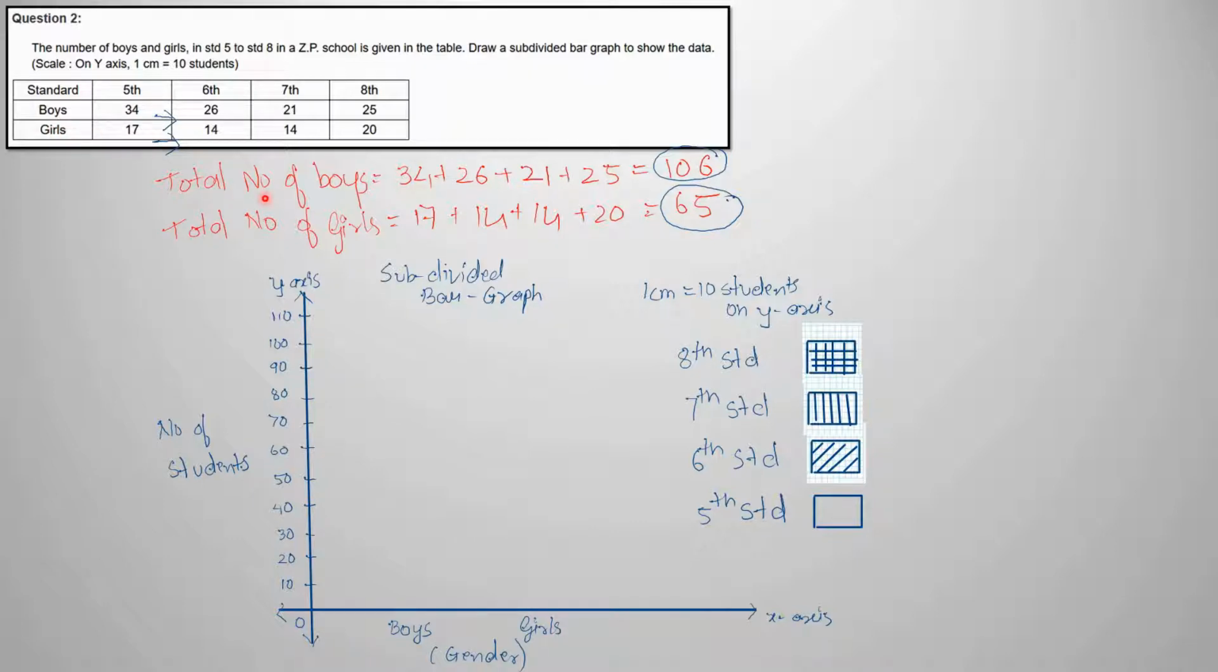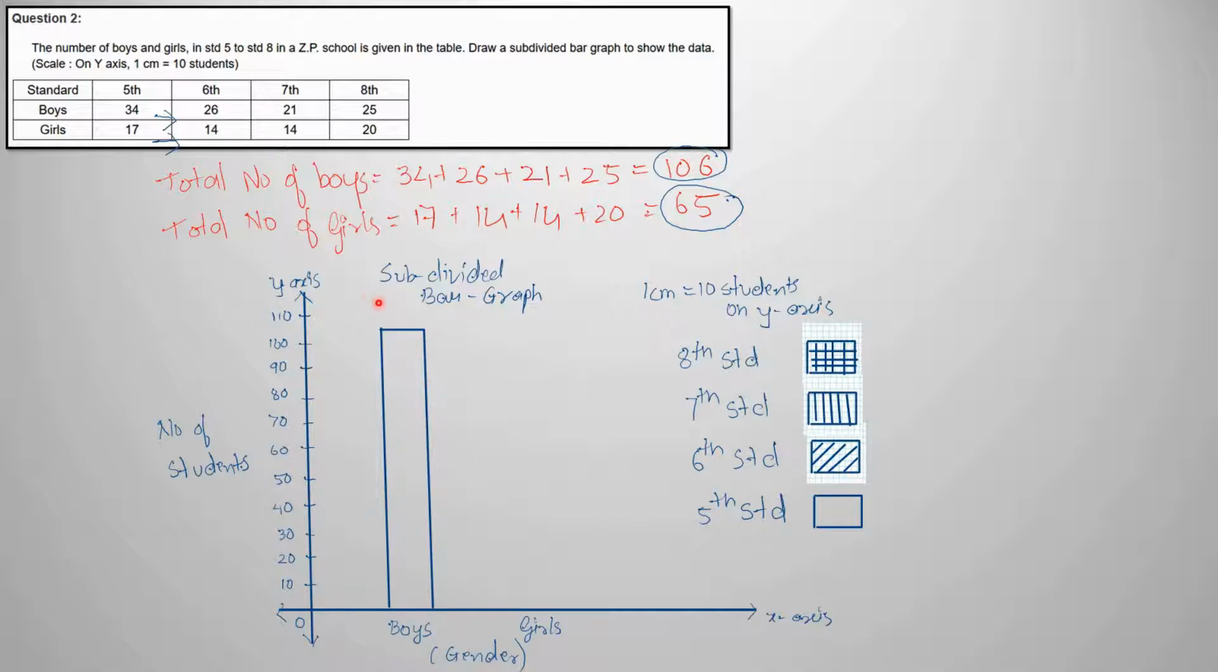Now first, you find out the total number of boys. To find out the total number of boys you just add up the first row. So that is 34 plus 26 plus 21 plus 25, which will give you 106. In a similar way, you find out the total number of girls, that is 17 plus 14 plus 14 plus 20, which will give you 65. Now you draw the first bar that will denote the number of boys. So you draw the first bar up to 106.